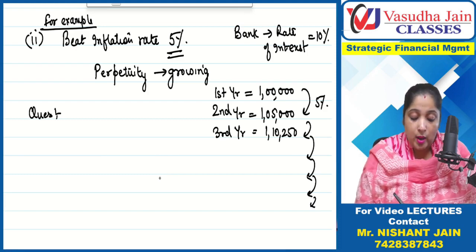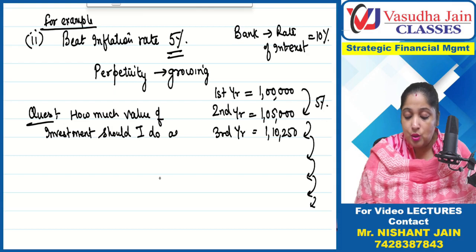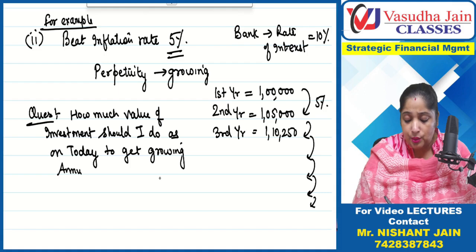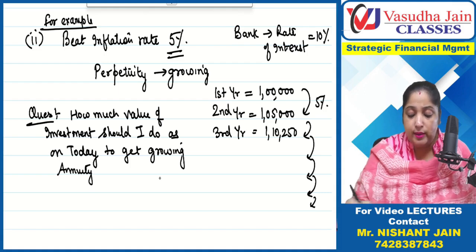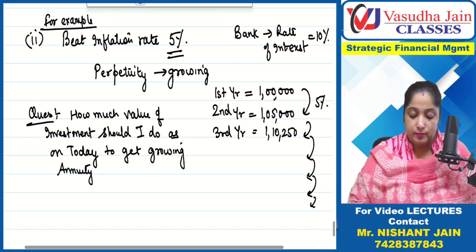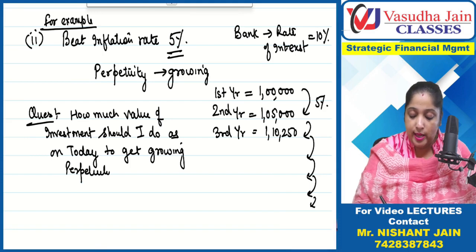Question is, how much value of investment should I make as on today to get growing perpetuity inflows, growing annuity inflows, or should I write perpetuity? So how should I get this figure?